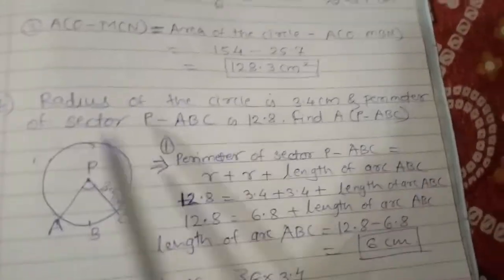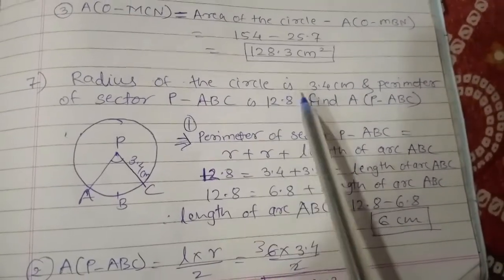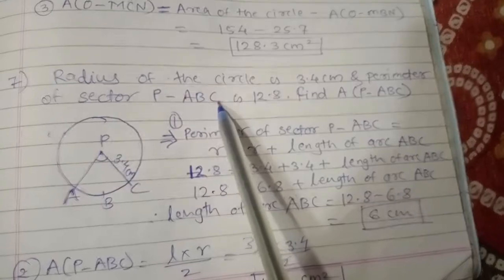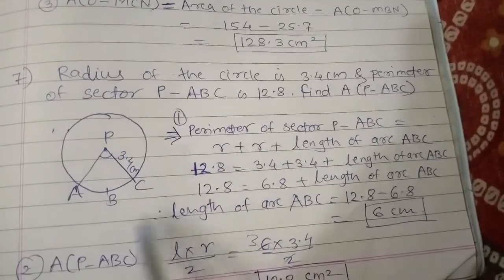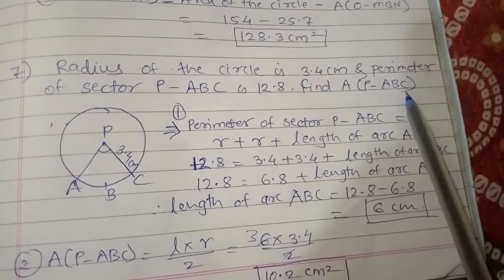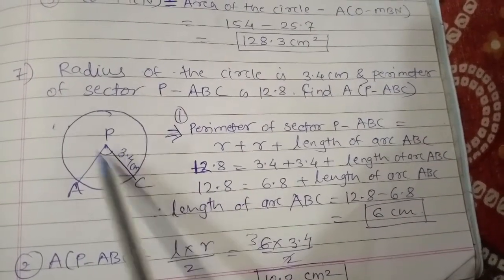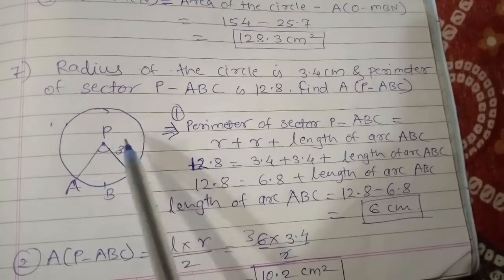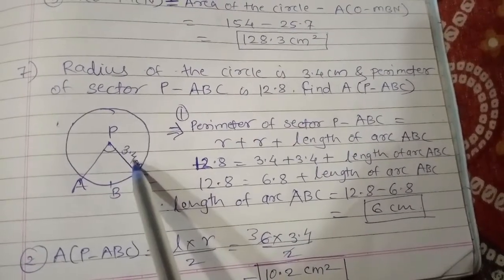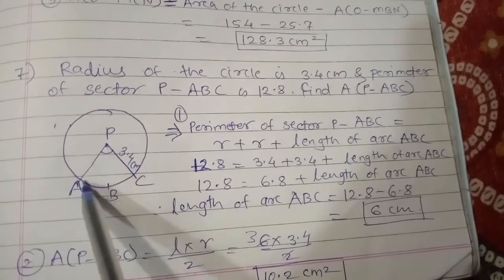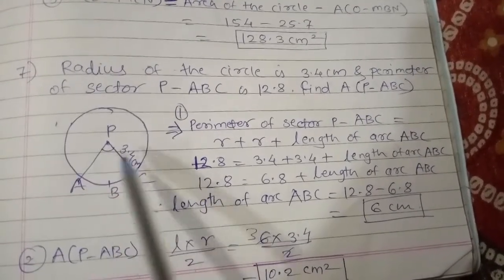Now the next example, example number 7. The radius of the circle is 3.4 centimeter and the perimeter of sector P dash ABC is 12.8. Then find the area of P dash ABC, which means we have to find out the area of the minor sector. In this example we are given the radius 3.4 and we are also given the perimeter of the sector. Now see what is the meaning of perimeter.